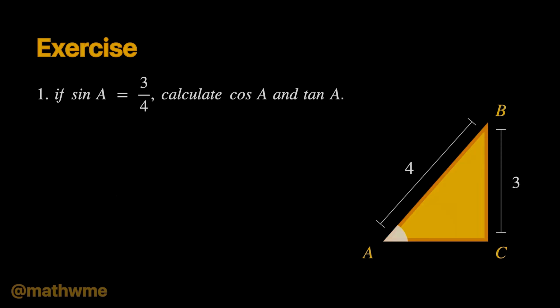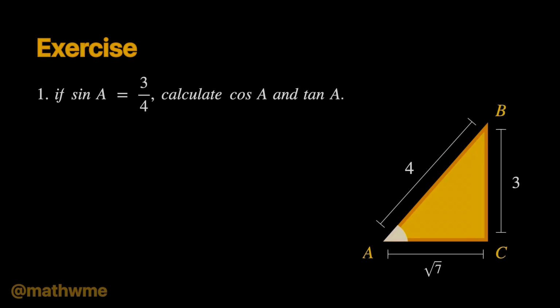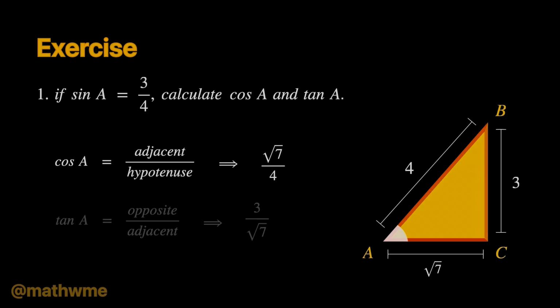But to calculate the values of cos A and tan A, we must know the length of the adjacent side of the triangle. So on applying Pythagoras theorem and substituting the values of AB and BC in the equation, we get AC squared is equal to 16 minus 9, which on further simplification we get AC as root 7. Now that we have found out the value of the adjacent side, we can substitute the value in the equation of cos and tan that we previously learned, where cos A is adjacent by hypotenuse, that is root 7 by 4, and tan A is opposite by adjacent, that is 3 by root 7.